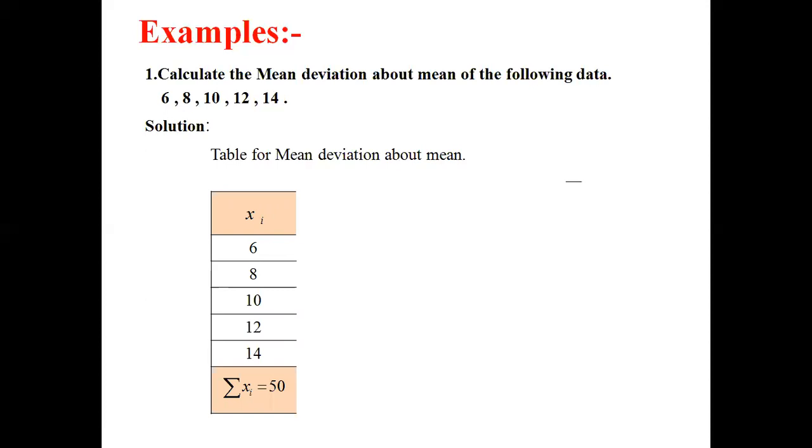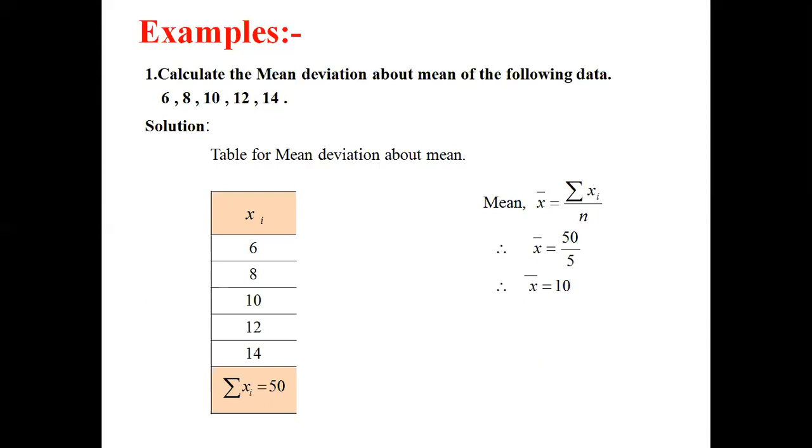Now the next step is to find the mean. As we know the formula for the mean, the mean x bar is equal to summation of xi upon n. Now substitute the values. The summation of xi is equal to 50, and n, the total number of observations, is 5. So the mean x bar is equal to 50 upon 5. Let's simplify this. Then we get the mean x bar is equal to 10.